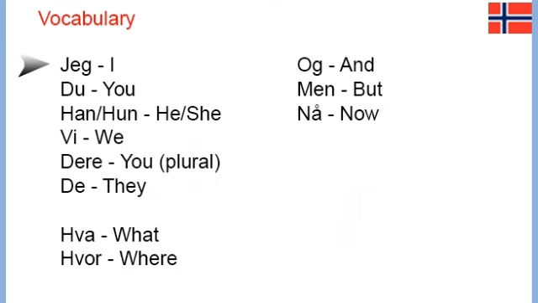Before we have some simple phrases in the end, let's just go through some very basic vocabulary. I will speak slowly, so you can repeat after me if you so wish. Jeg. Du. Han. Hun. Vi, dere, de, hva, hvor, og, men, nå.